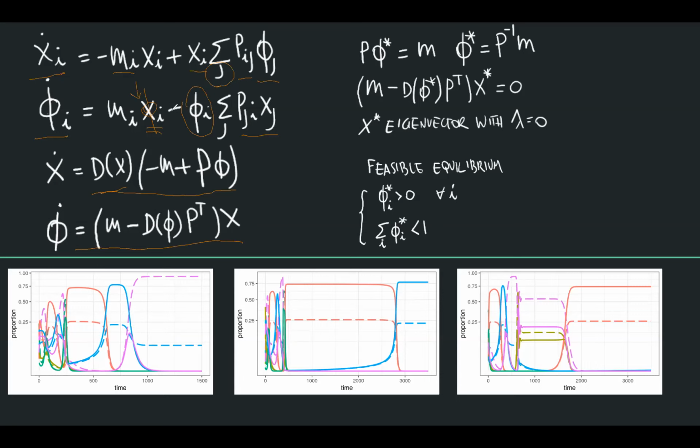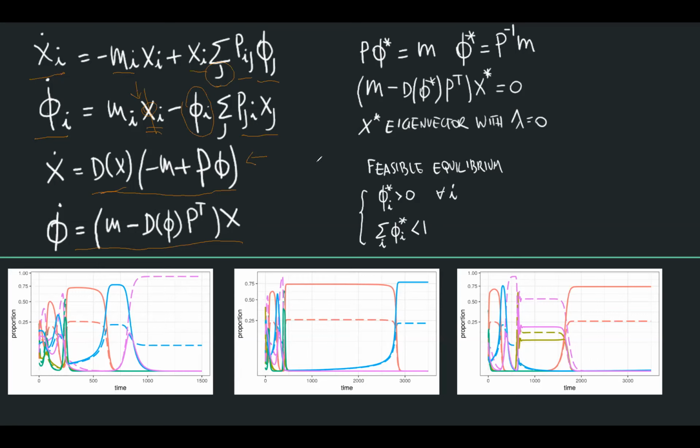From this first equation in matrix form, it's very easy to see what will be the equilibrium of phi. We have to have P times phi equal to m, and therefore we have exactly like Lotka-Volterra, so phi would be the inverse of P times m. And it's going to be feasible when all these numbers are positive. In fact, if we also want some x's, they better sum to less than one, because they cannot fill the whole space.